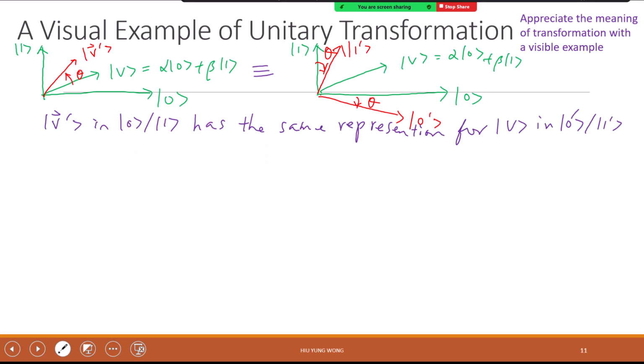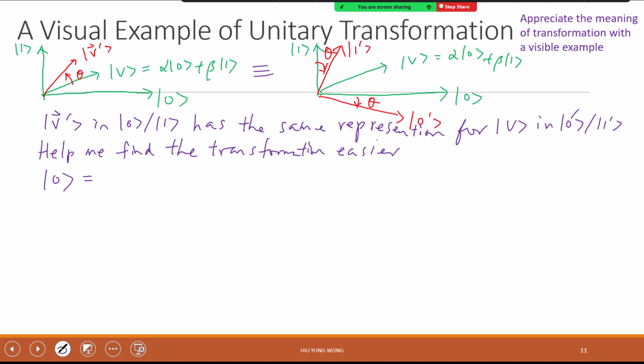And why I want to do that, this can help me to find the transformation easily. This is the only purpose of doing this, and also to let you have a sense of the rotation of the vector itself and the basis, right? So why is this easier? Because now I can represent 0 in terms of 0 dash and 1 dash. 0, I'm talking about this original unit vector. In terms of 0 dash, it is what?